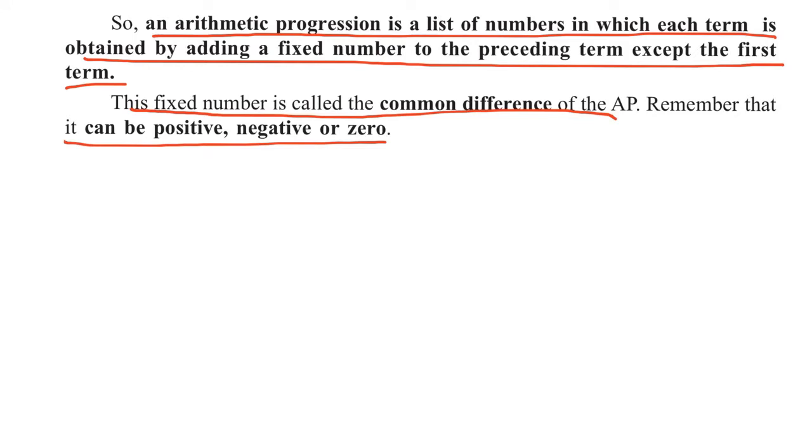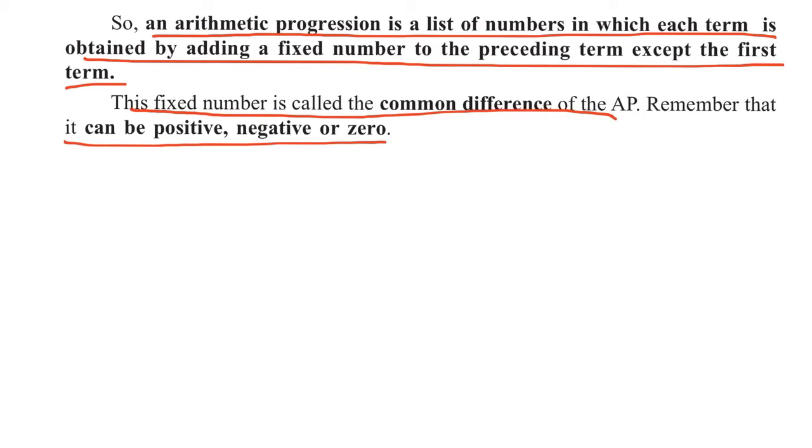So what's an arithmetic progression? An arithmetic progression is a list of numbers in which each term is obtained by adding a fixed number to the preceding term, except the first term. And what is this fixed number called? This fixed number is called the common difference. And remember, the common difference can be positive, it can be negative, or it can be zero. So let us try to generate an arithmetic progression in its general form.